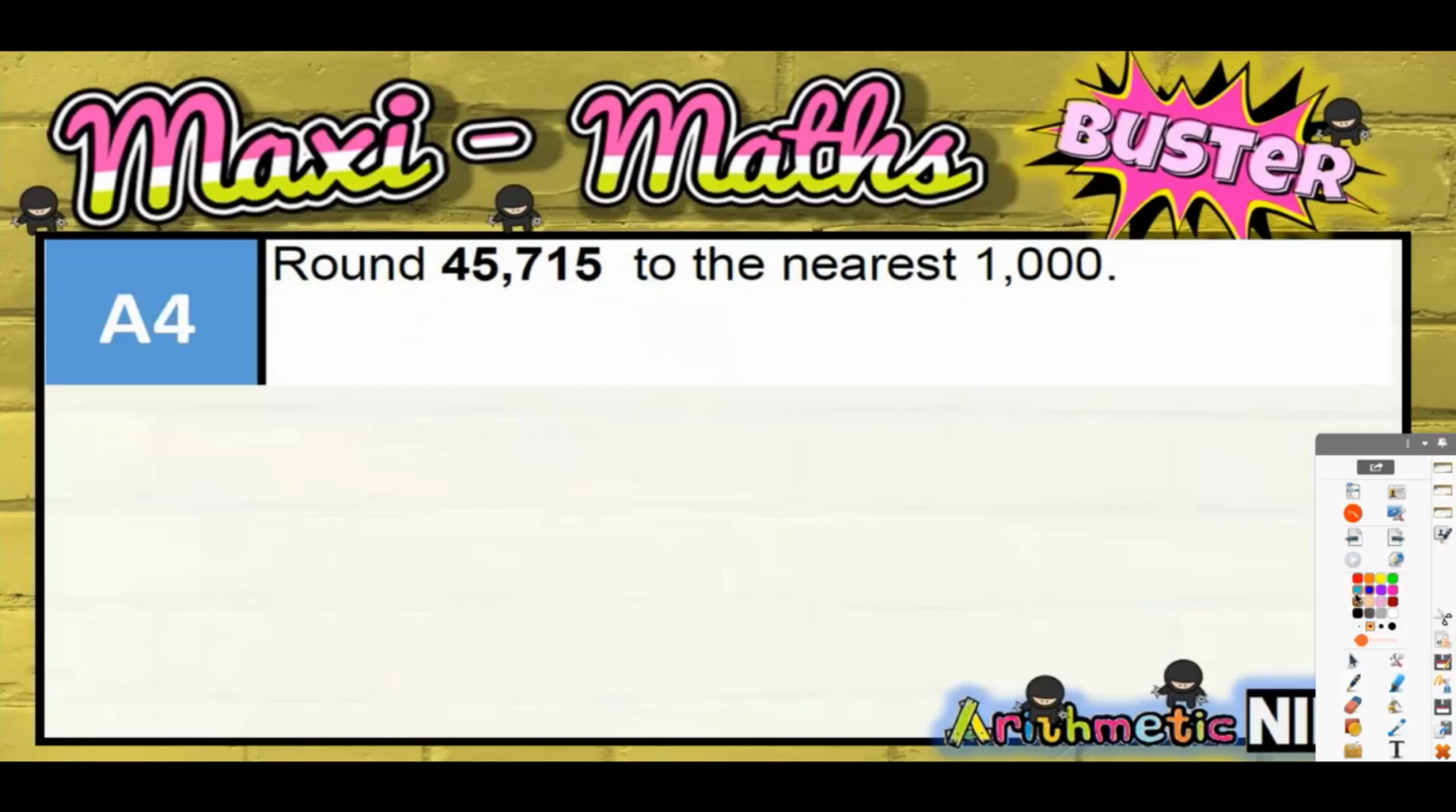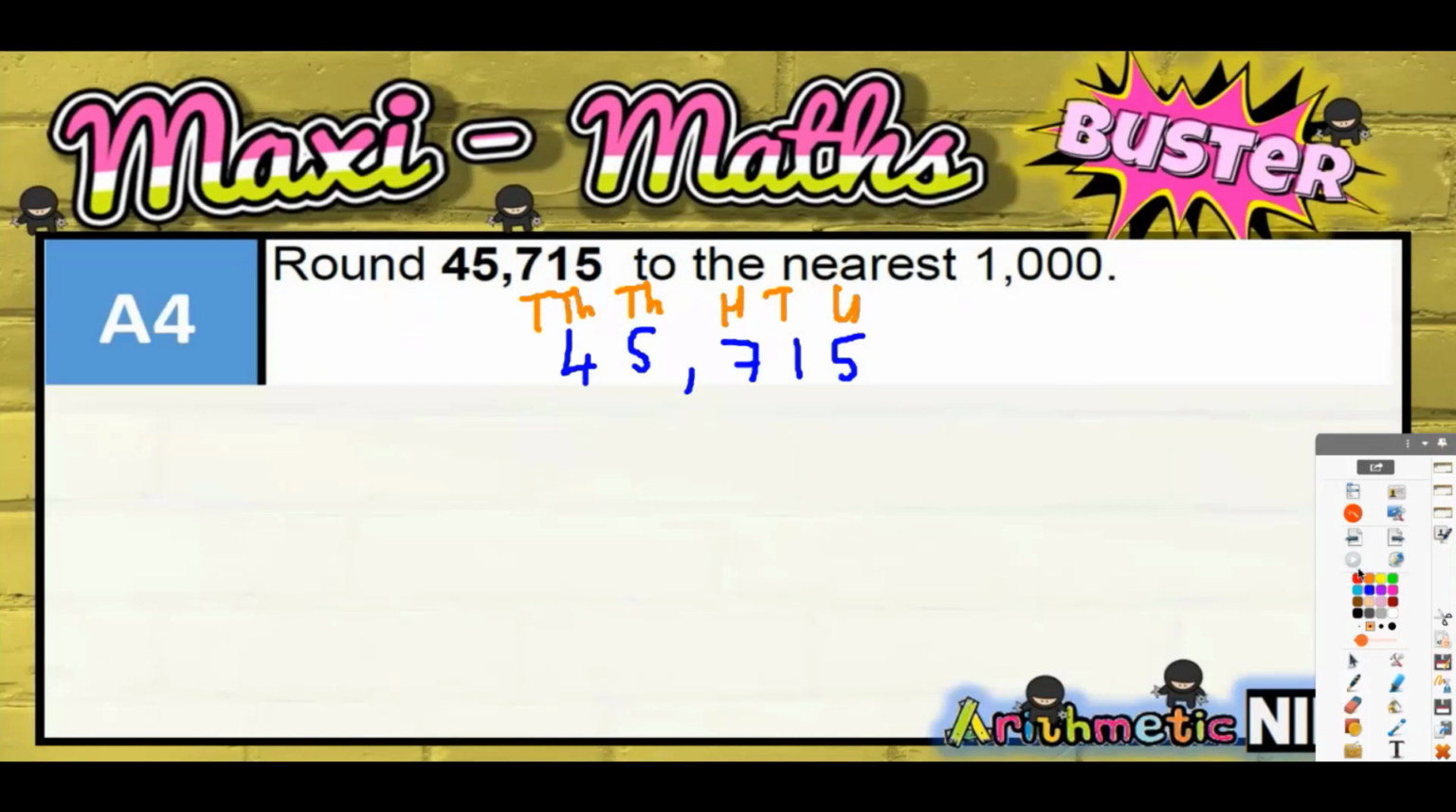Question 4, round 45,715 to the nearest thousand. Now, what you should do here is think about which column, which digit is in the thousands column. So let's just label the column headings. So we've got units, tens, hundreds, thousands, and the 4 is in the tens of thousands column. So TTH, tens of thousands.